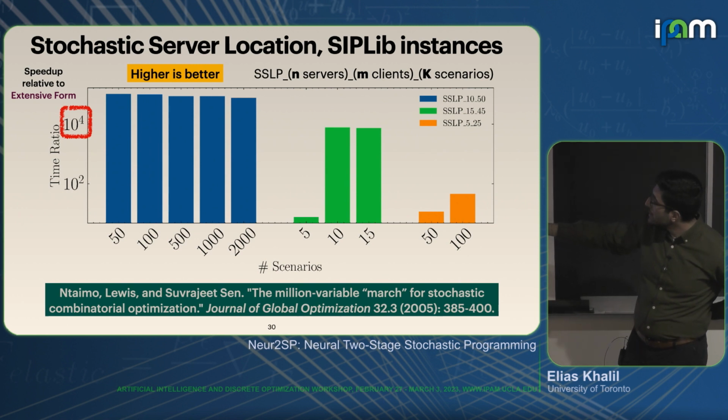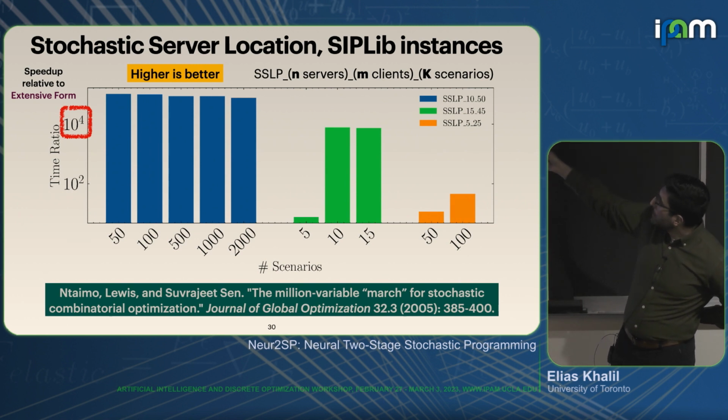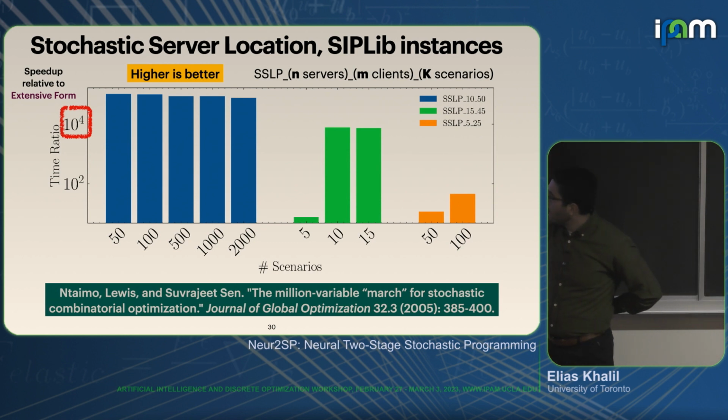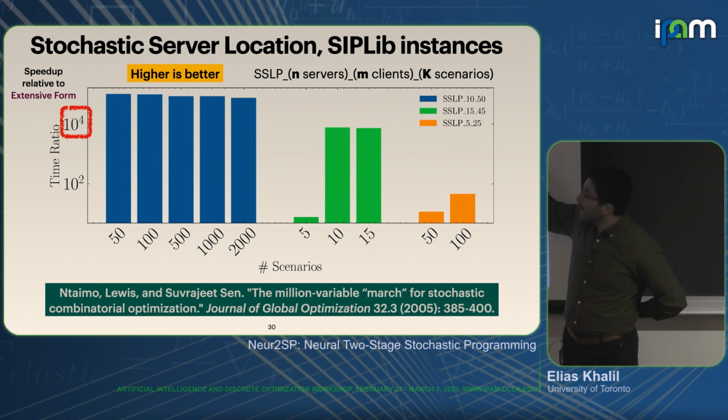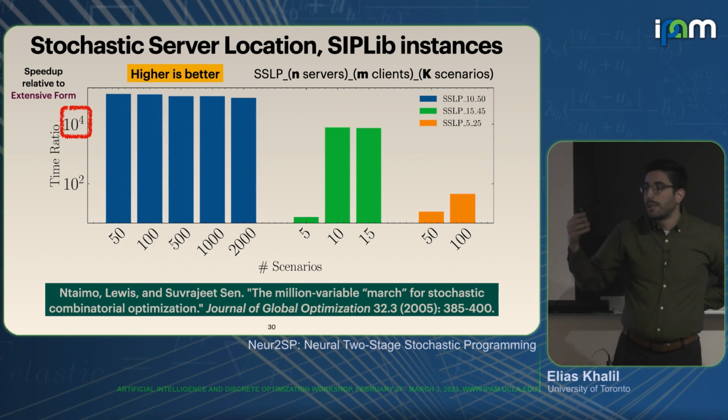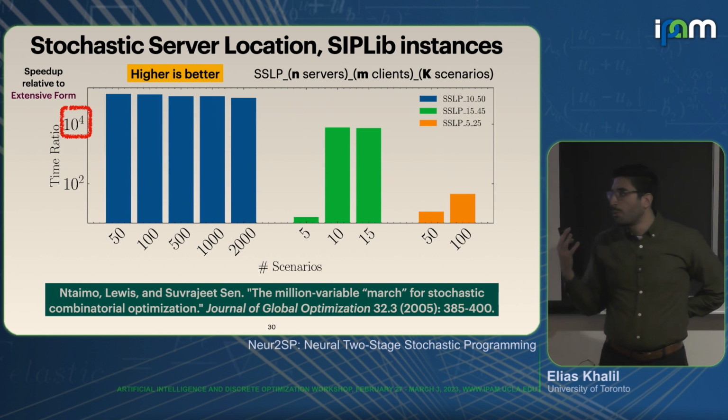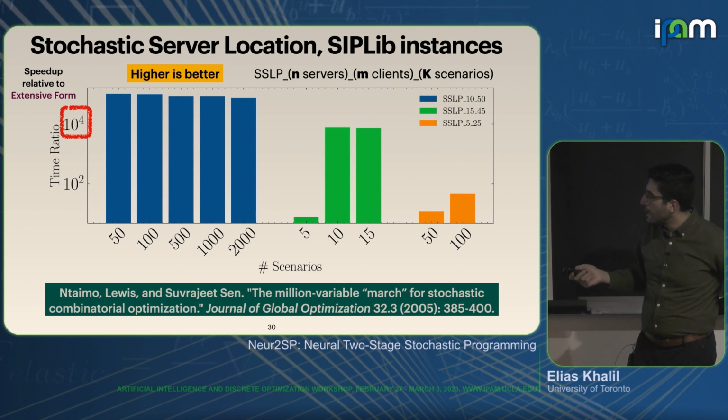These are the blue instances. And you get less speedups if your number of first stage variables is smaller. So the bigger speedups you get are when you have many scenarios and a larger first stage problem compared to extensive form, because clearly extensive form blows up in running time.